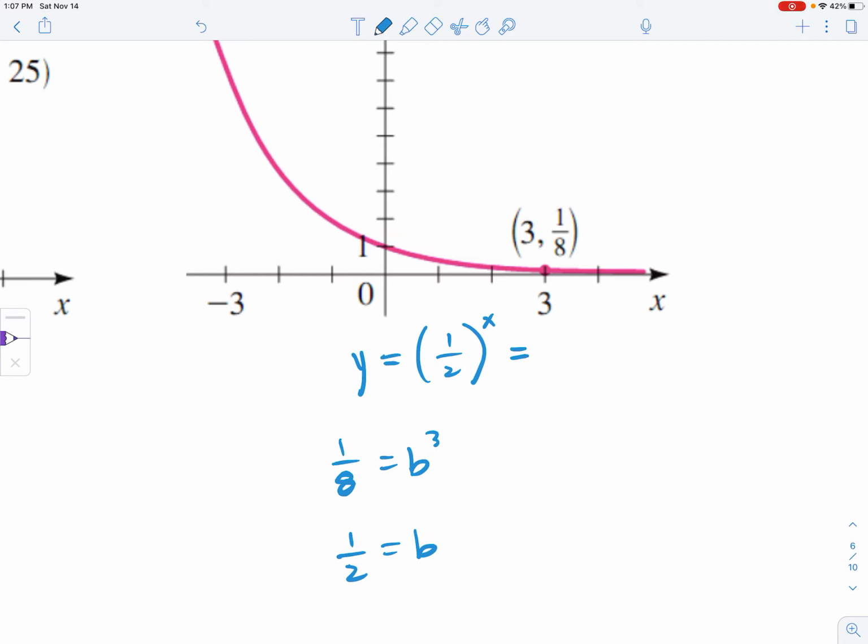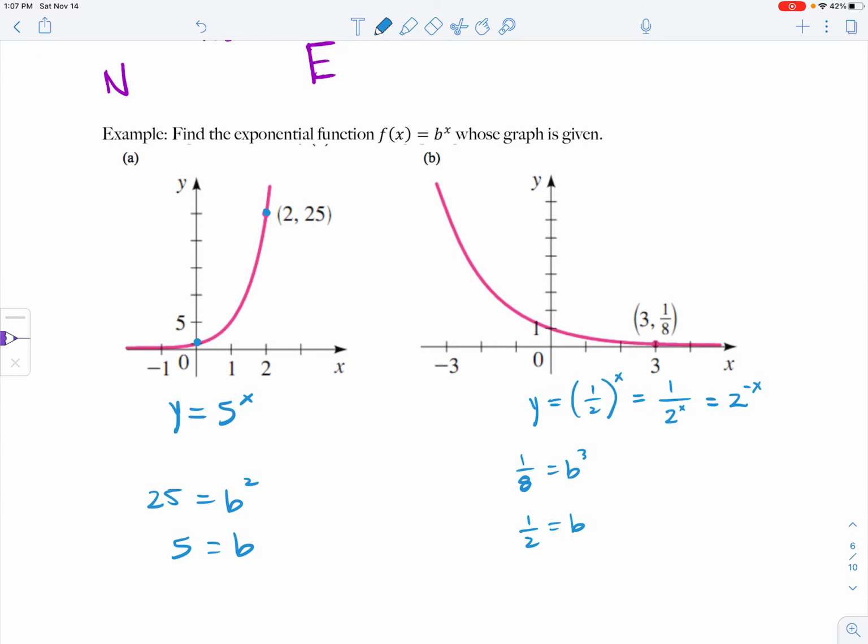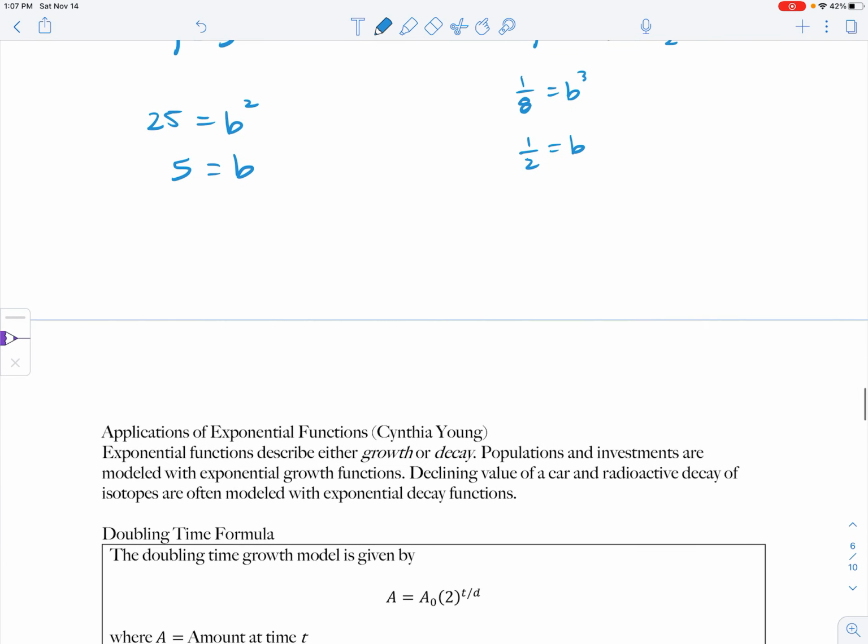This could also be written as, if you're thinking exponent rules, 1 to the x, which you know would just always be equal to 1, over 2 to the x power, because you apply that exponent to the numerator and denominator. This could also be written as 2 to the negative x.